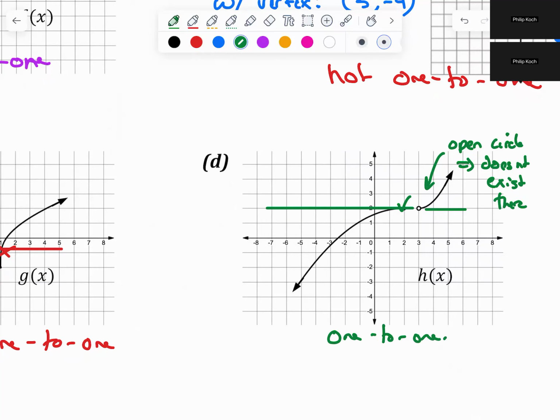Any questions on it? It was the same thing with vertical lines. If there's an open circle and there's a solid dot above it, it is a function because it just goes straight through the hole of that open circle. Okay.